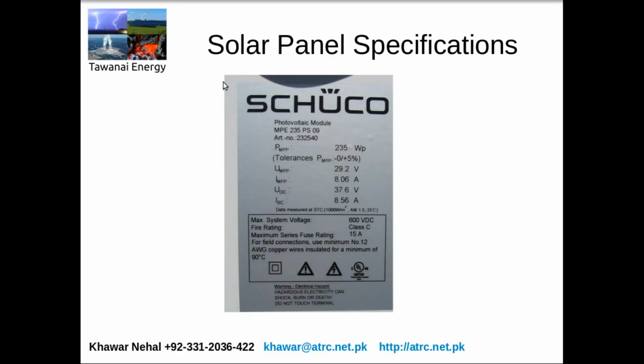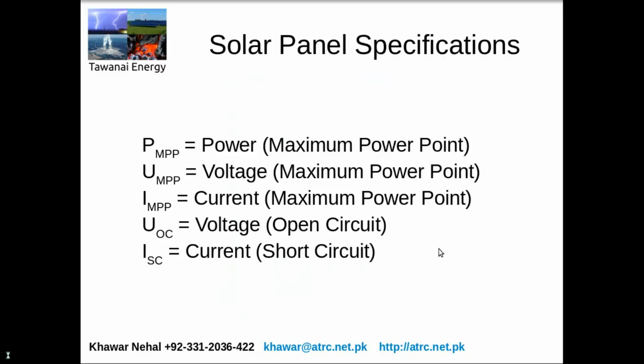This is what one of the stickers on the backside of a solar panel looks like. It has some of these items like PMPP, UMPP, UOC, and some numbers. We'll be explaining what each of these mean.